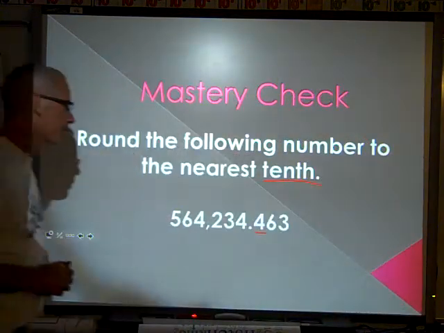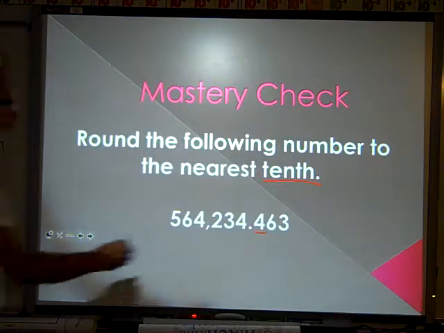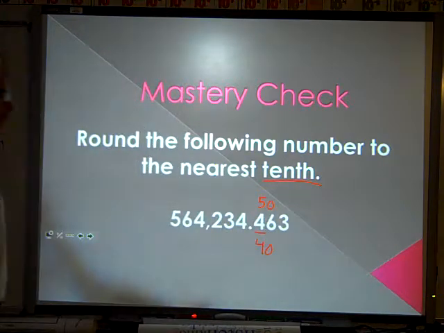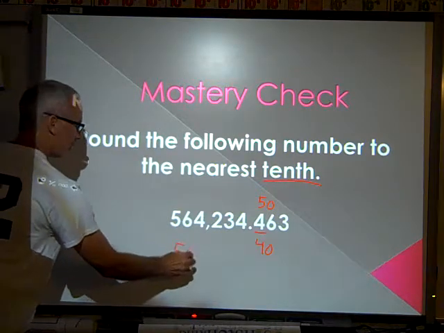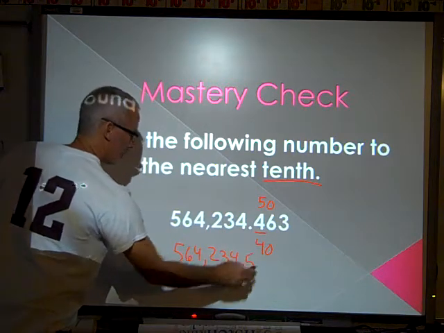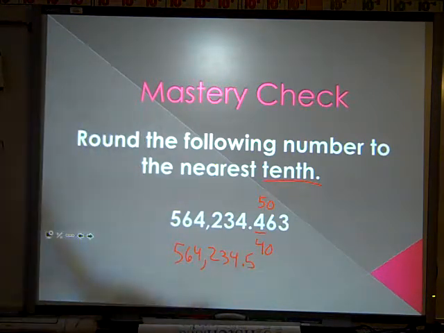So what are my bookend numbers? 40 and 50. Very good. 40 is my low number. 50 is my high number. What is 46 closer to? 50. So my answer is 564,234 and 5 tenths or 50 hundredths. I won't take off for that.